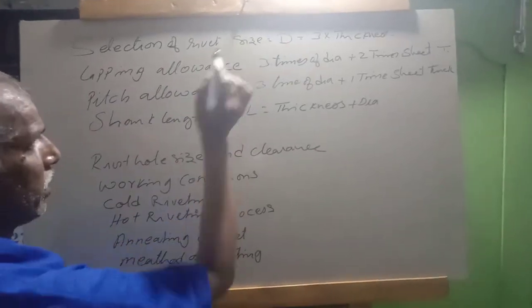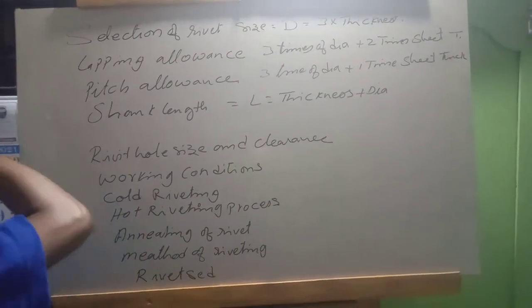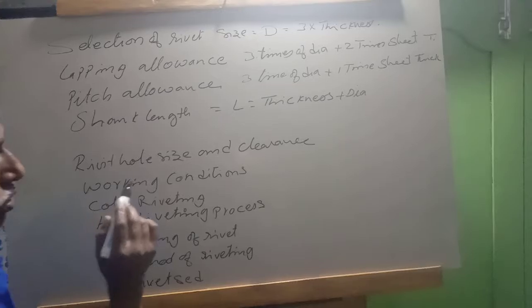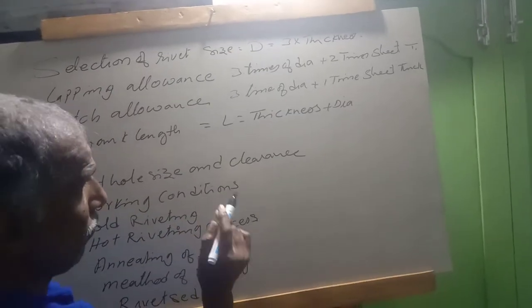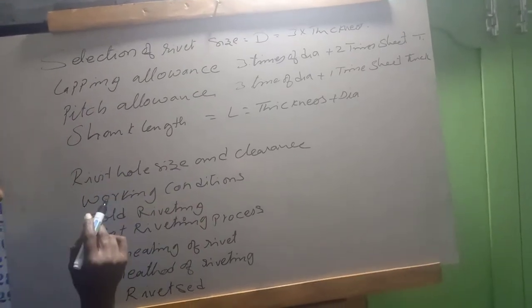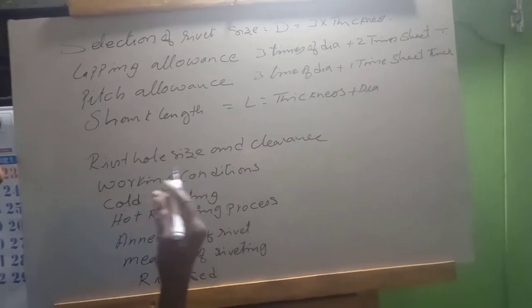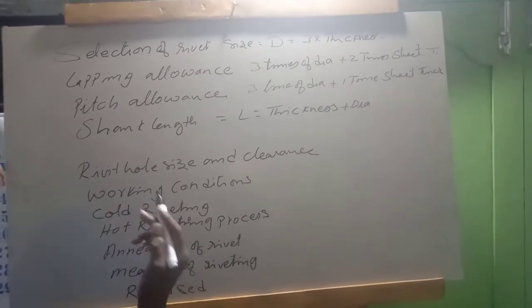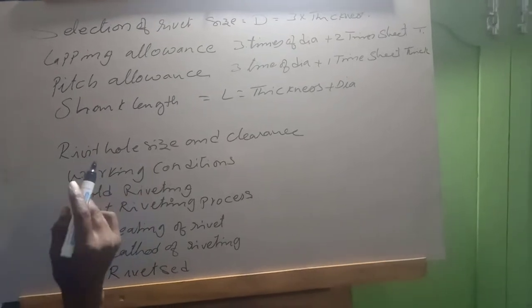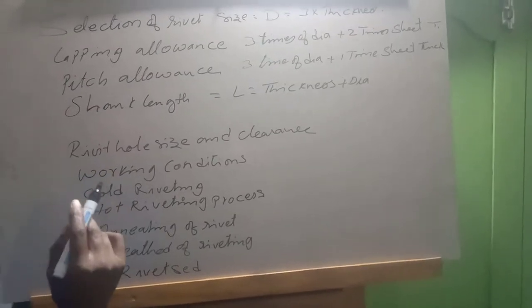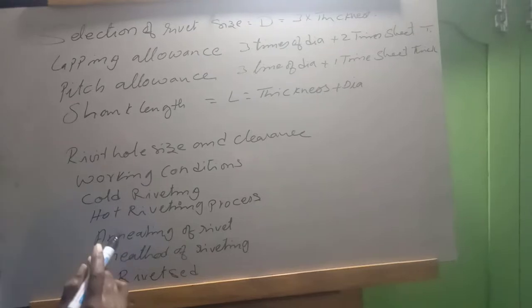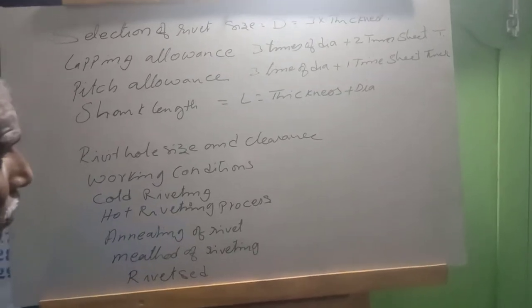Selection of a rivet size. We have to select according to the metal we are working with. Rivets are available in different diameters and different lengths, but we cannot take just any rivet and do the work. We have to select according to the nature of the work and the sheet metal thickness.